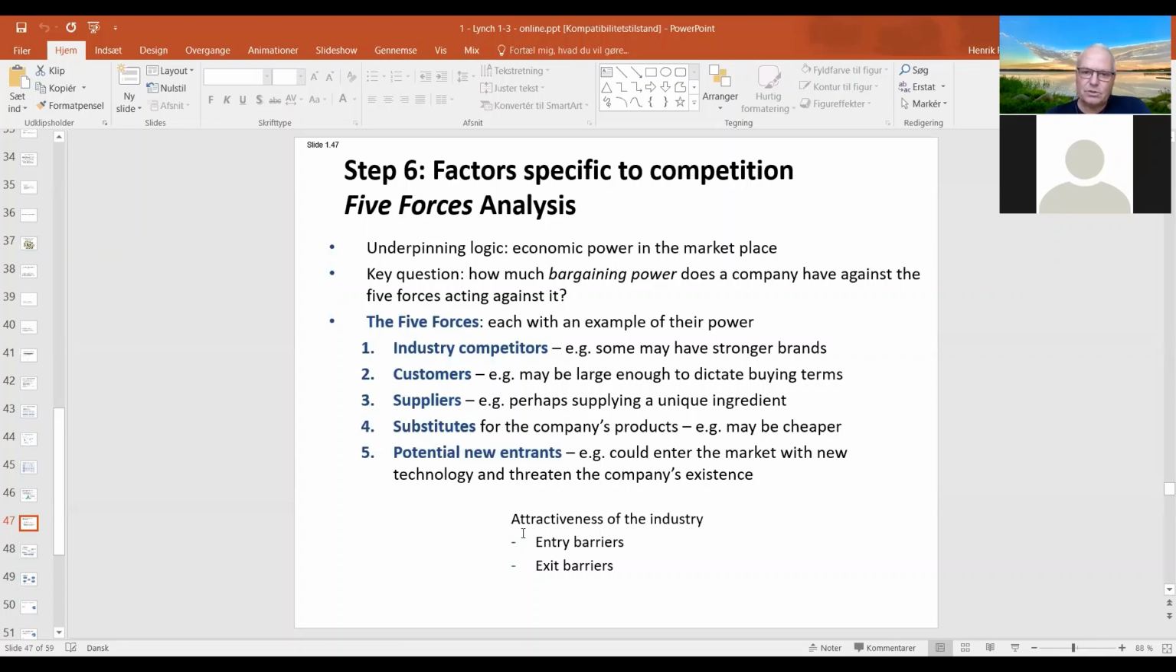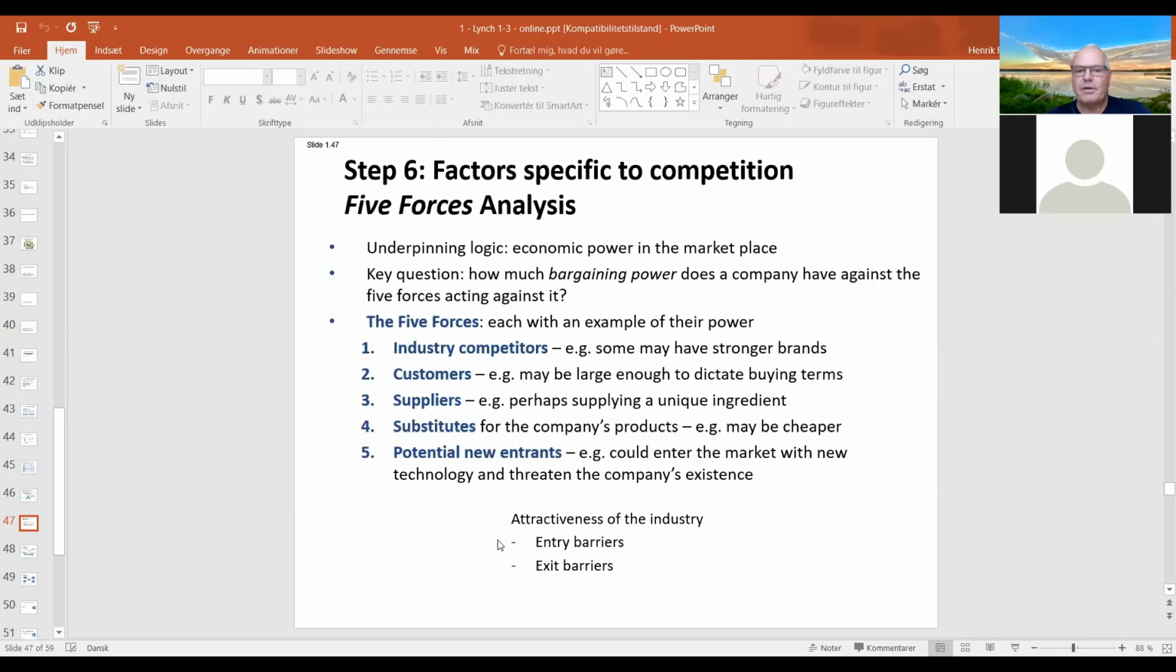This leads us to talk about the attractiveness of the industry. So all of this up here, 1, 2, 3, 4, 5, tells us something about the attractiveness of the industry. It also tells us something about the entry and exit barriers. For example, an entry barrier.